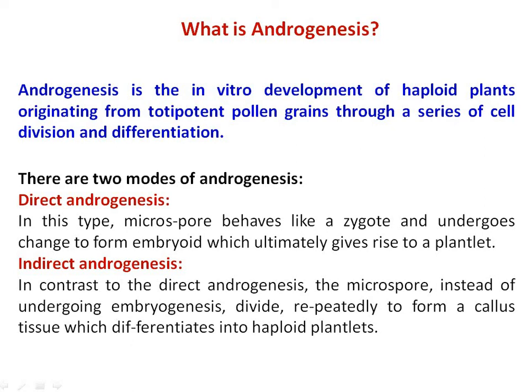The main significance of anther culture or pollen culture is the production of haploid plantlets. As the pollen grains are haploid in nature, when we culture the pollen grain or anther in a culture medium of known composition, ultimately the plantlets will be haploid in nature.